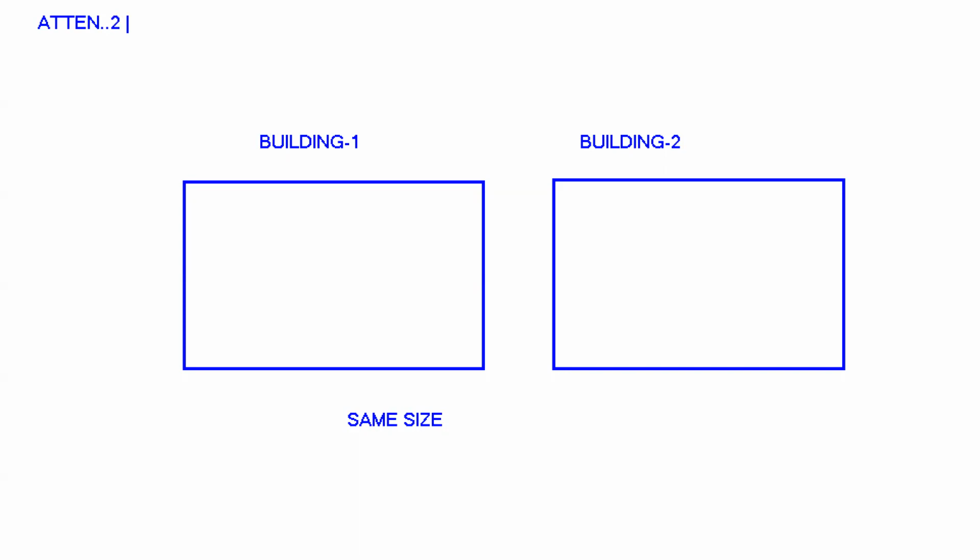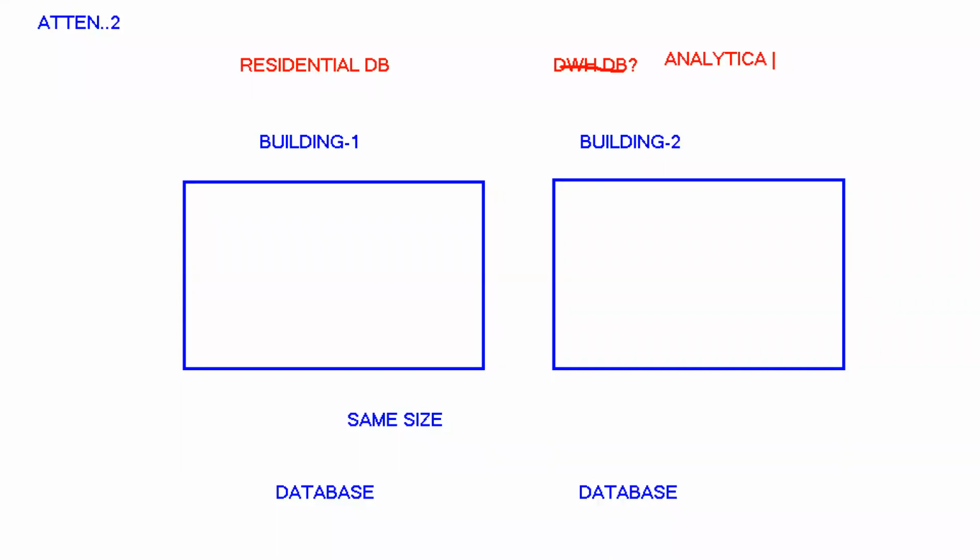I have two buildings of the same size, but technically he asked about two databases. This is one database, this is one database, two databases of the same size. Tell me which one is the residential database and which one is the warehouse database, or you can say analytical database. That is the question. Two databases, same size. Which one is residential and which one is analytical?